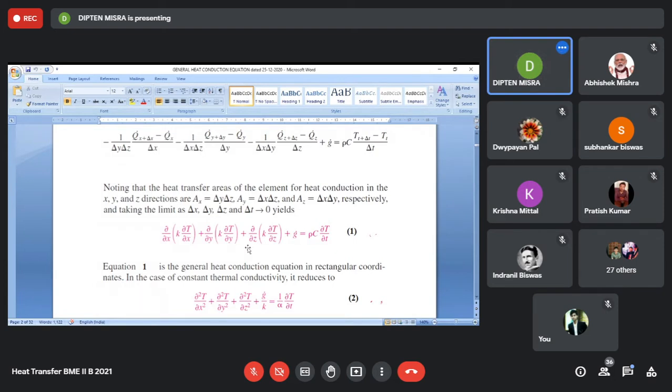If it is an orthotropic material, where the conductivities along x, y, z are different as kx, ky, kz, then it would have been kx here, del del y, ky, del del z, kz.